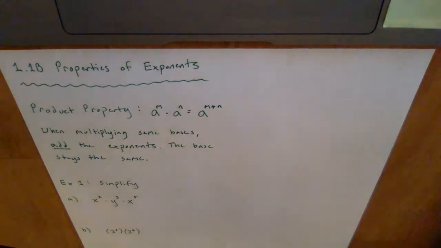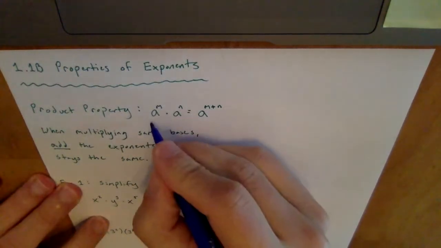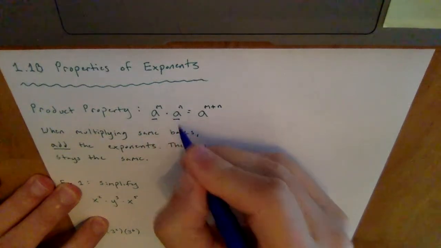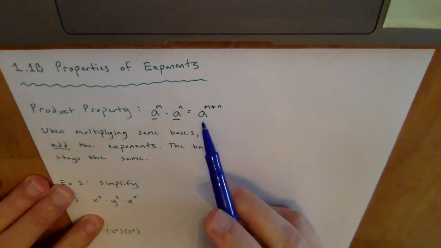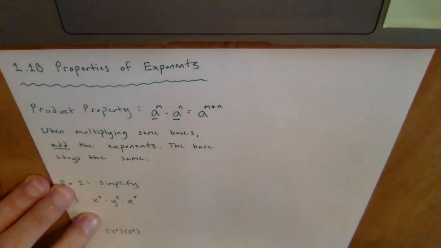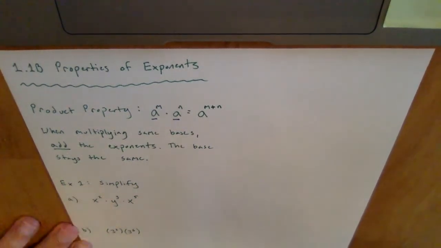What this property says is that when we are multiplying same bases, so in this case a and a, we combine our exponents by adding them. So it becomes a to the m plus n. You can go ahead and take a second, pause the video, and write down this definition. It says when multiplying same bases, add the exponents. And then notice the last part, it says the base stays the same.